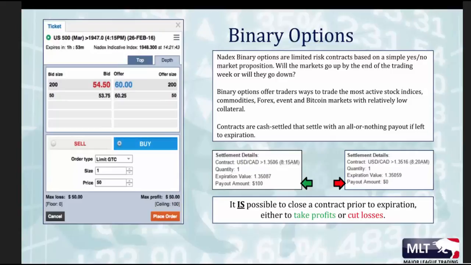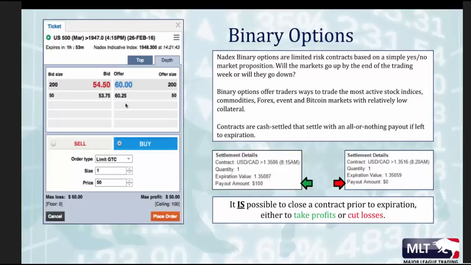So if you wait till the contract expires, you either receive the full value per contract, which is $100, or you receive nothing, obviously $0. So if you're right, you win. If you're wrong, you lose. Now, you are able to trade in and out of this product at any given time. So you can get in at 8 o'clock, be out at 9, or you can get in at 8 o'clock and hold it all the way to the expiration at 4 p.m.